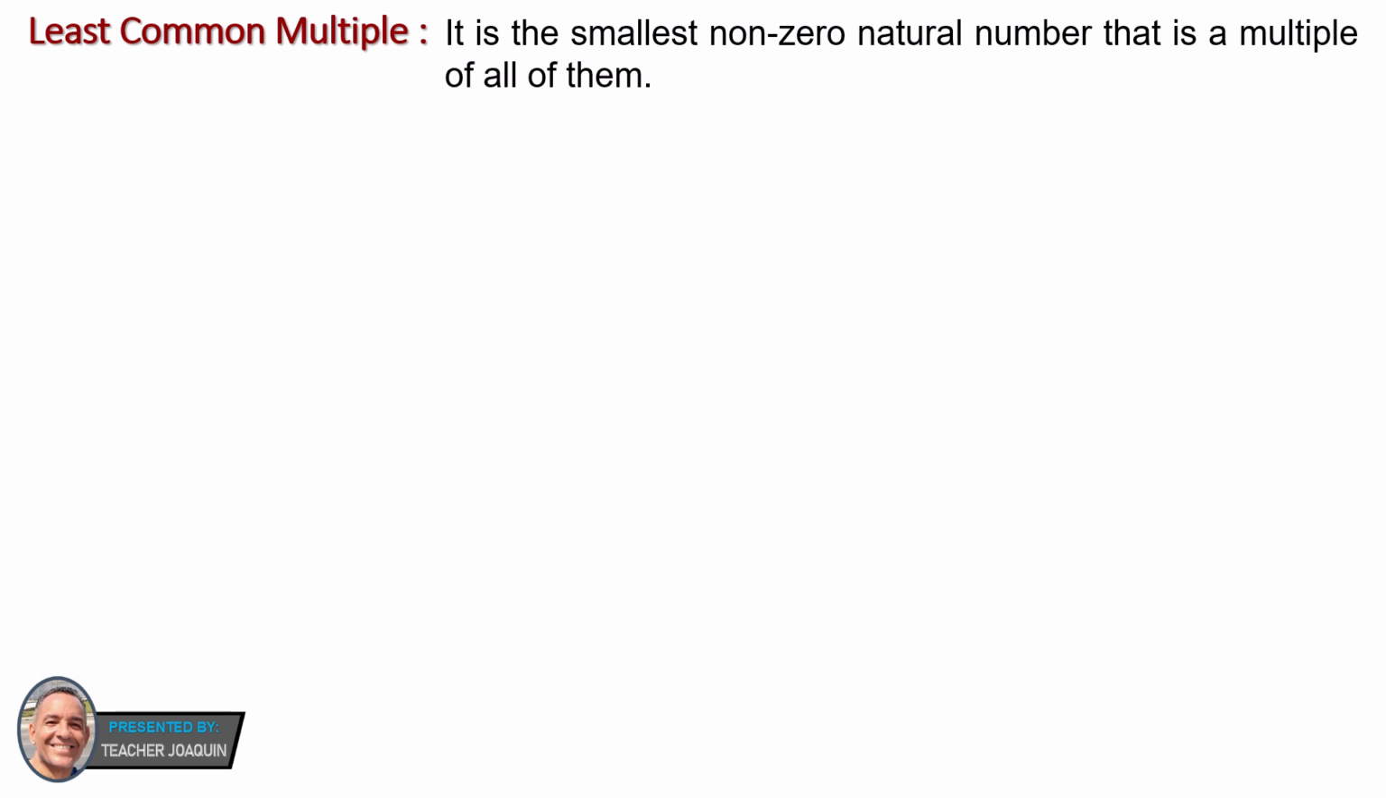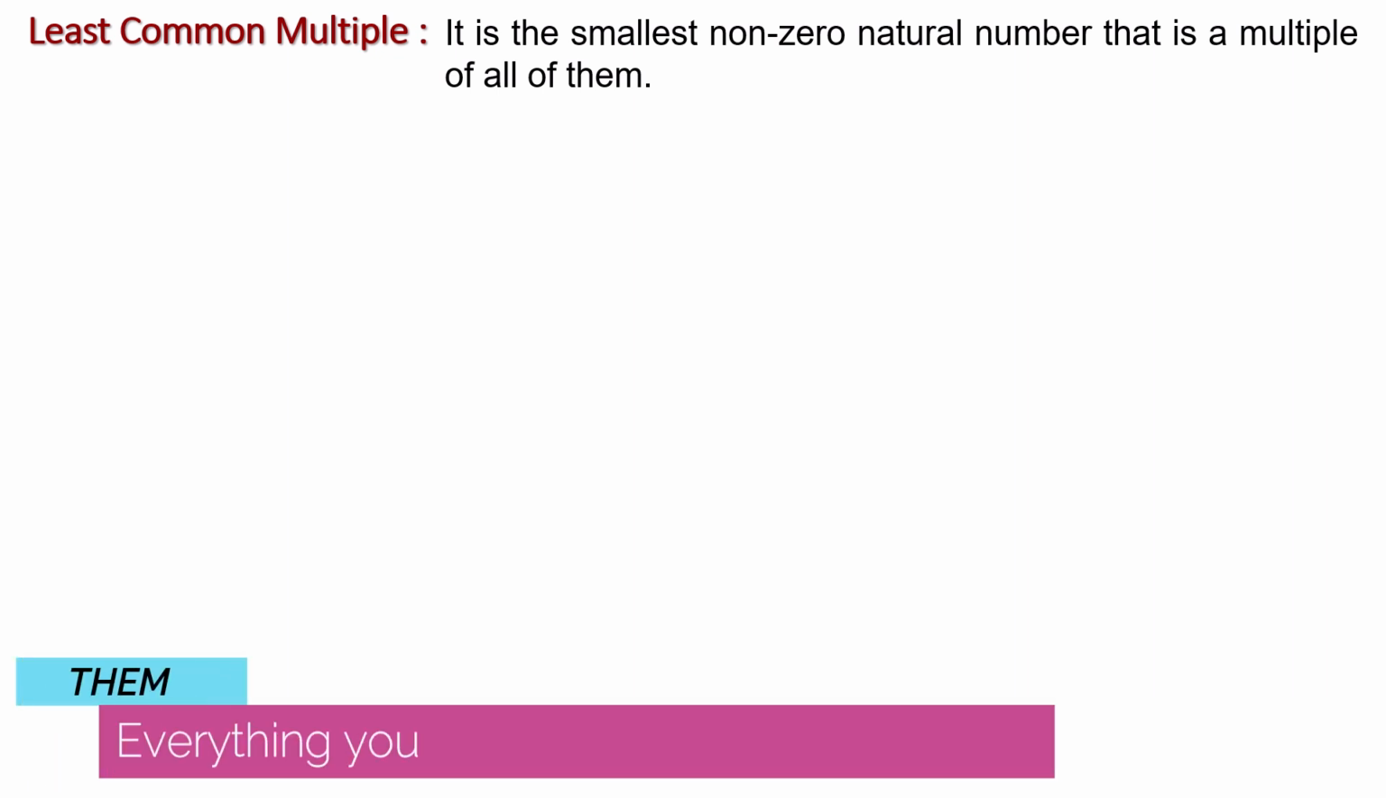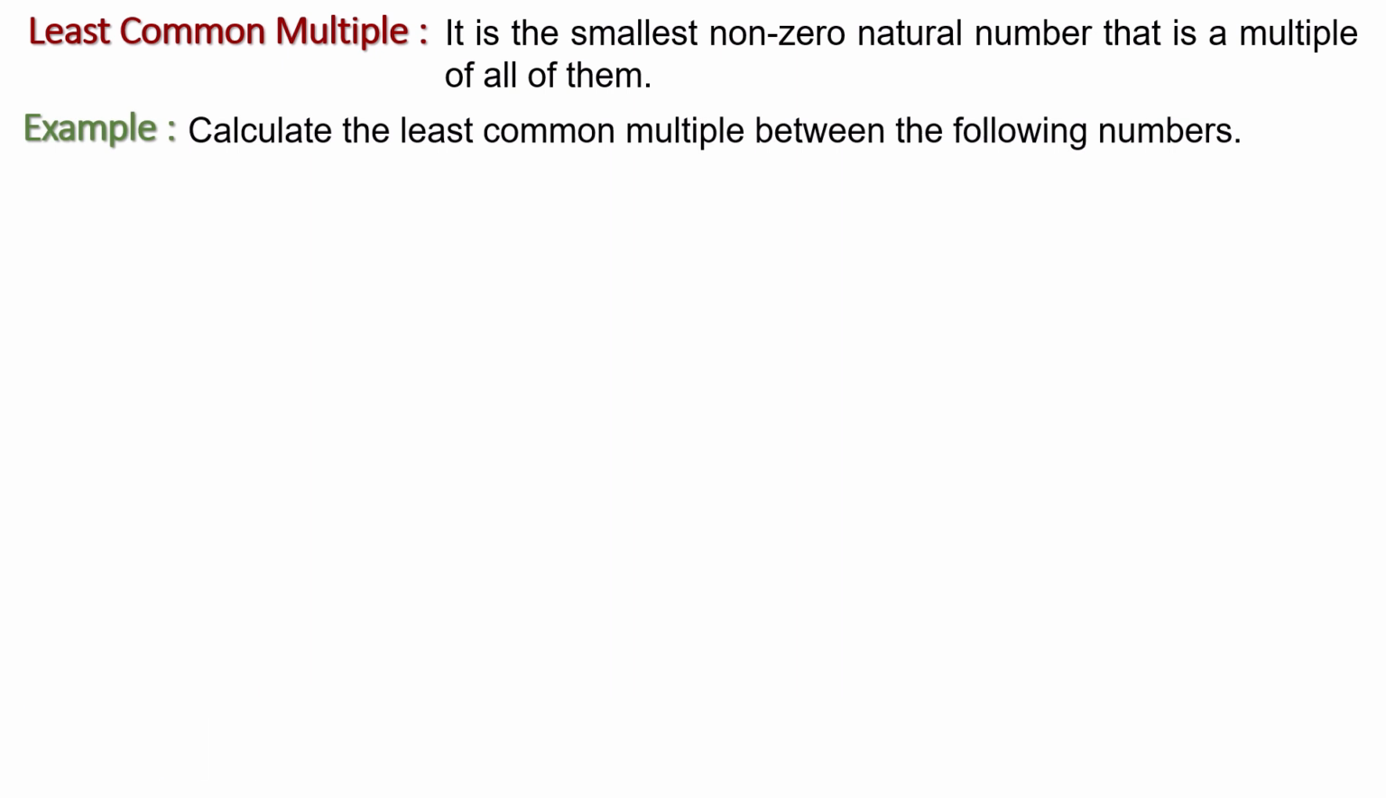To begin with, we will introduce the concept of least common multiple, which is defined, between two or more numbers, as the lesser natural number, different from zero, that is a common multiple of all of them. Let's see an example. Calculate the least common multiple between the following numbers. Literal A, between 9 and 15.